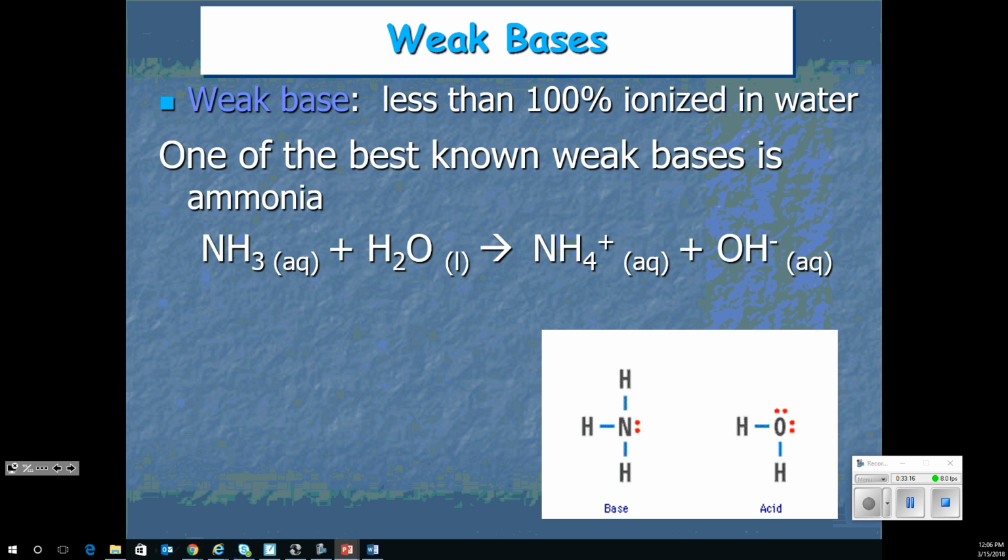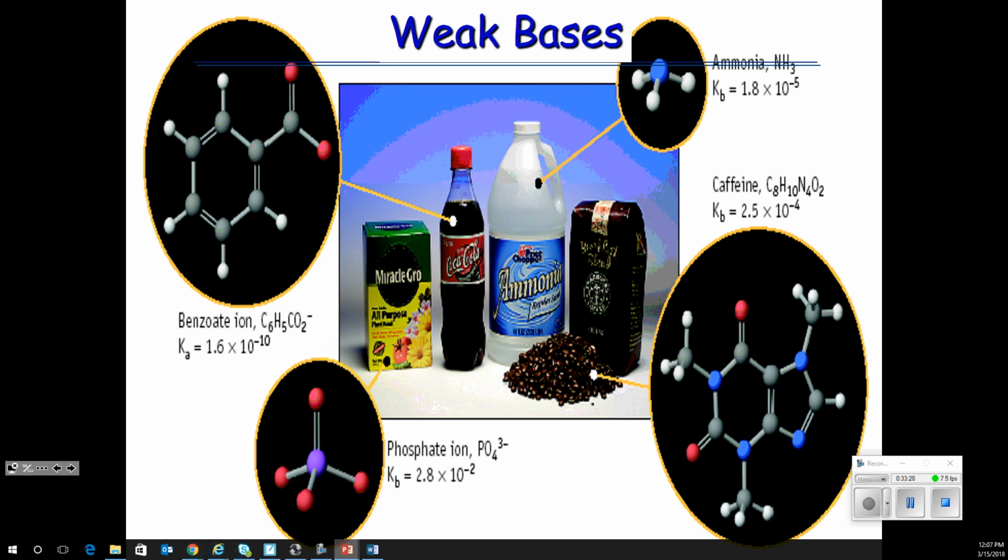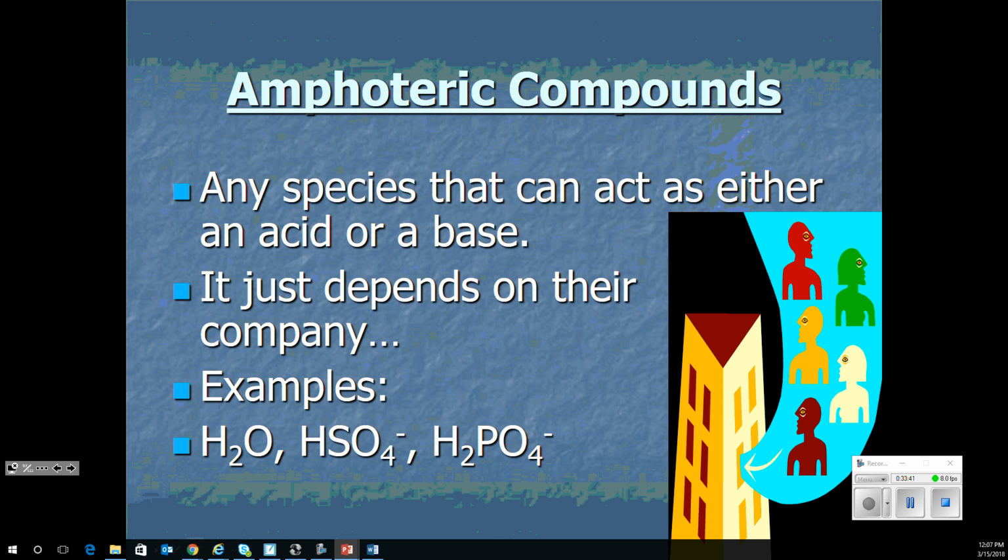And ammonia will gain a hydrogen and become ammonium. And that other hydrogen will come in right here and take that place. So as we look at other possible weak bases, caffeine is a weak base. Phosphate ion is a weak base. Benzoate ion that's found in Coca-Cola is a weak base. So we've got a lot of different bases.